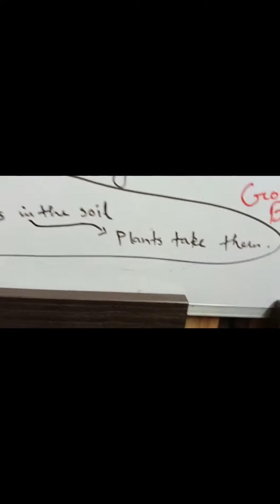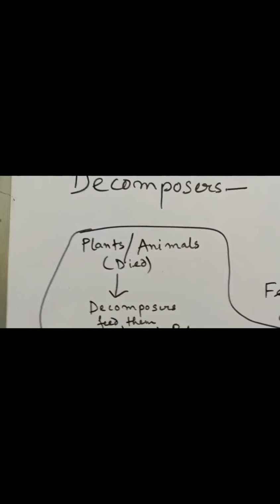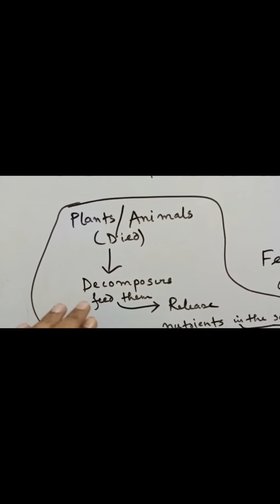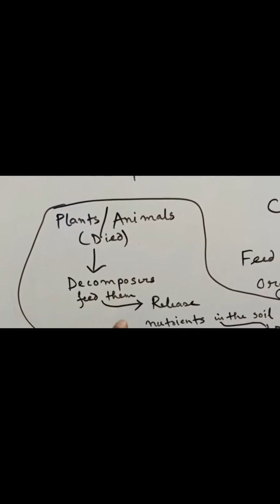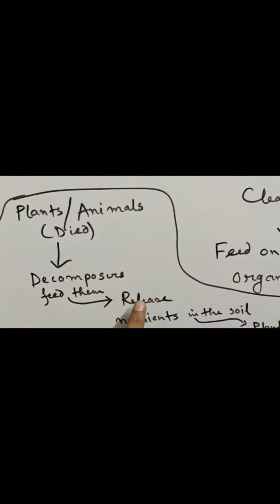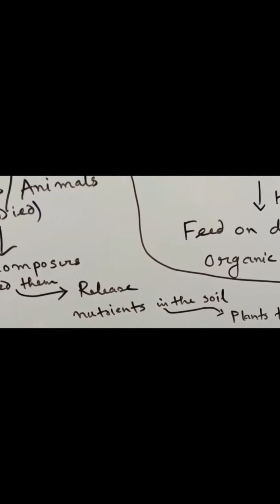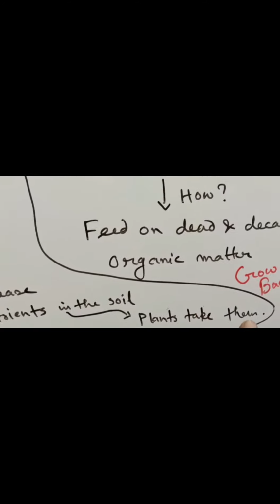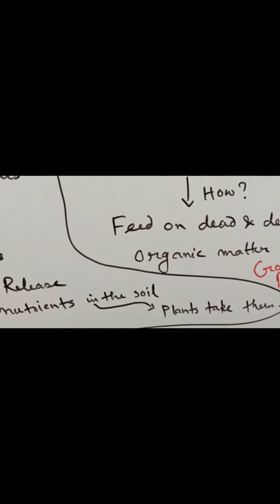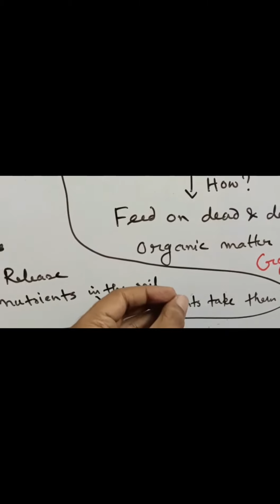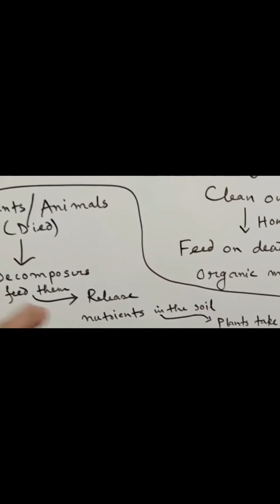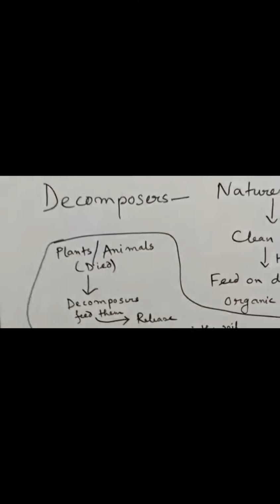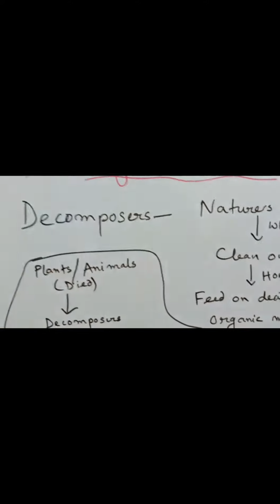Now what happens is that when the plants or the animals die, the decomposers feed on them. And they release the nutrients in the soil. And then plants take the nutrients that were released in the soil, and plants utilize that for their growth and development. So this is all about the decomposers.